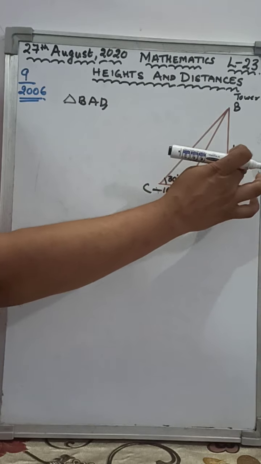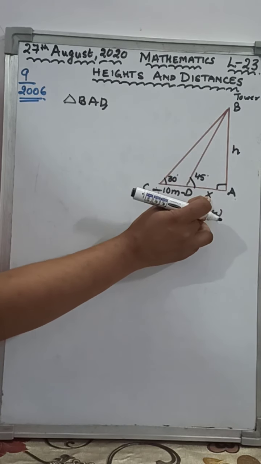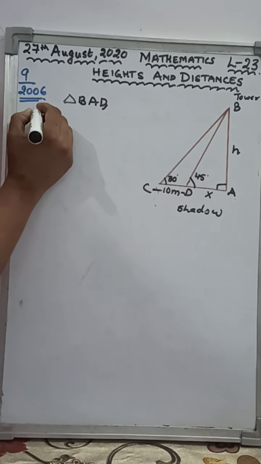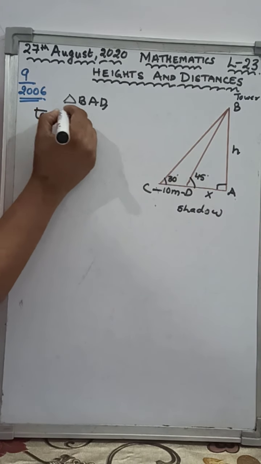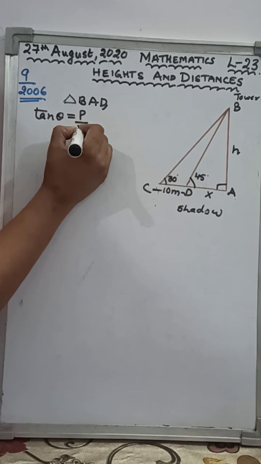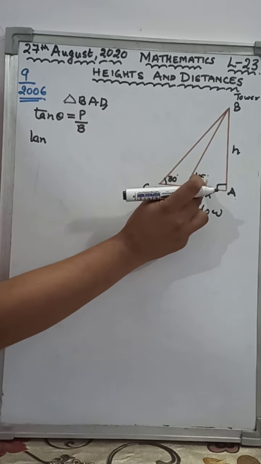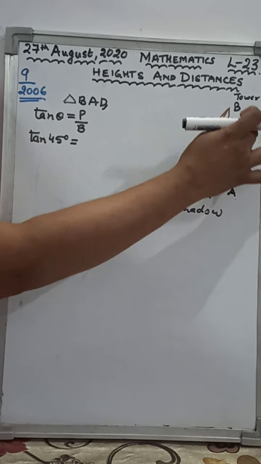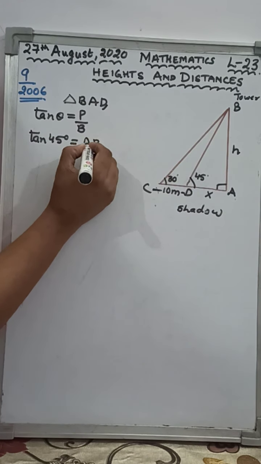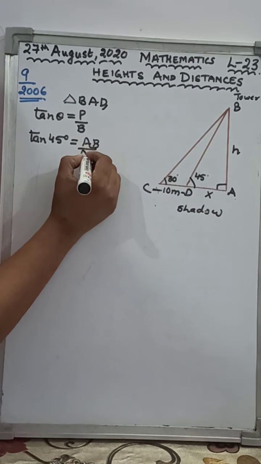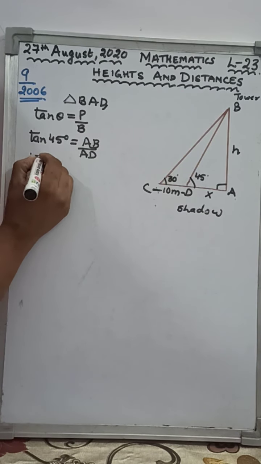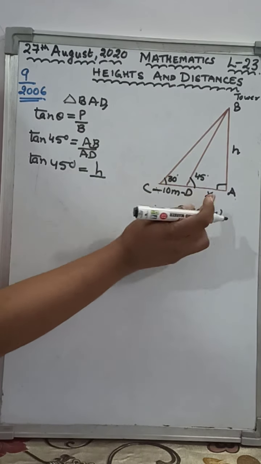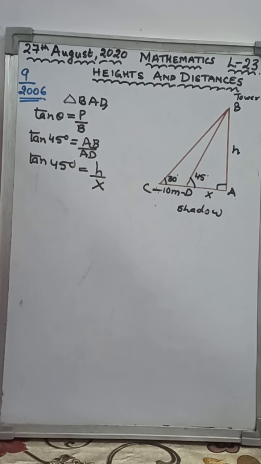So this is perpendicular, this is base. So which trigonometrical ratio? That is tan we have to take. Tan theta is equal to perpendicular upon base. So here theta is given to you, 45. So tan 45 is equal to perpendicular AB over AD. Now what is AB in the diagram? That is h, height of the tower, and this is x we have taken.